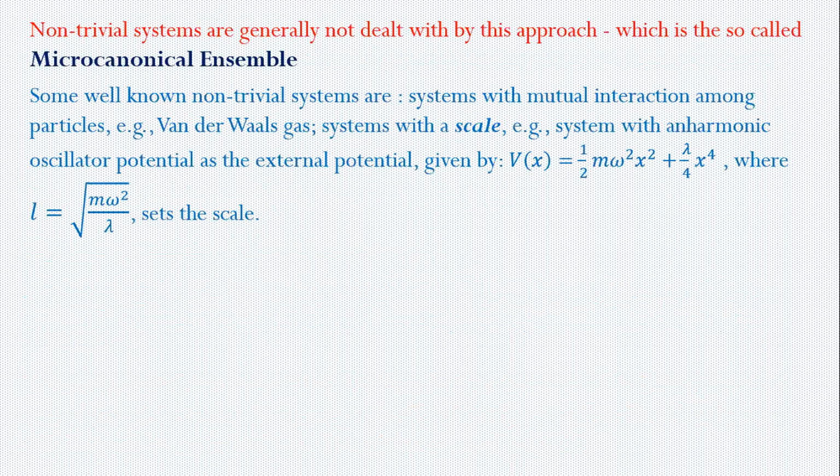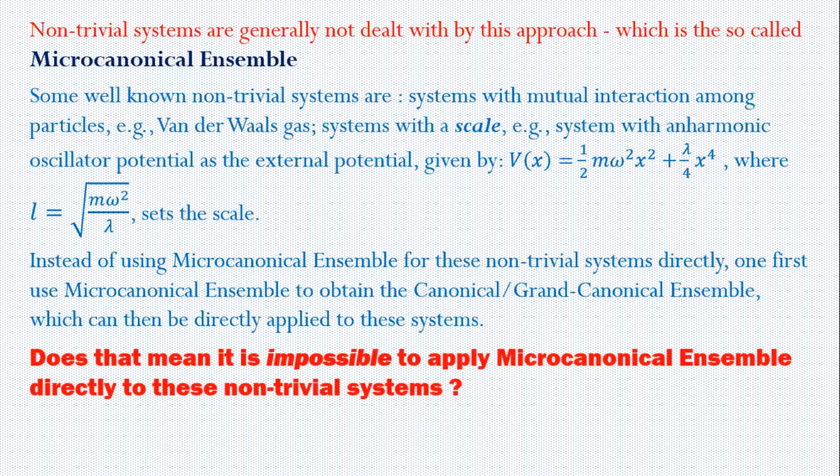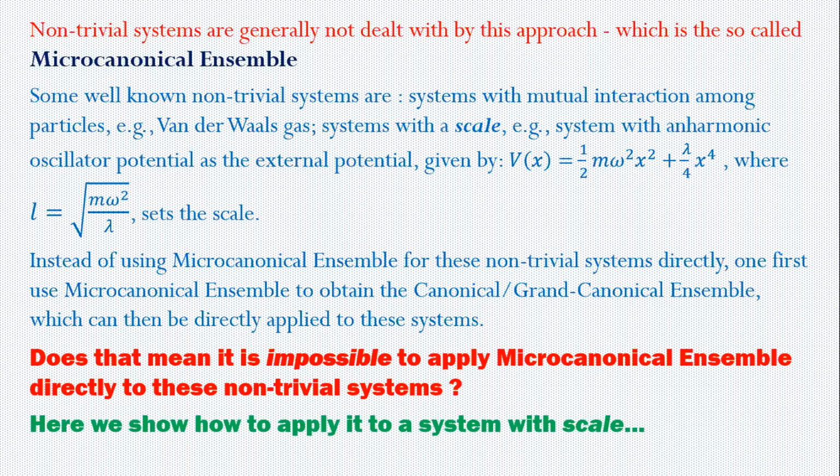Some well-known non-trivial systems are van der Waals gas particles with mutual interaction, and maybe some potential with two parameters in phi giving rise to a scale. So these are some non-trivial systems, and what we do for these systems is first obtain the canonical or grand canonical ensemble from the microcanonical ensemble and apply those to the system. But is it then impossible to apply the microcanonical ensemble directly to the non-trivial system? It turns out no. So we shall show how to apply it to a system with a scale.